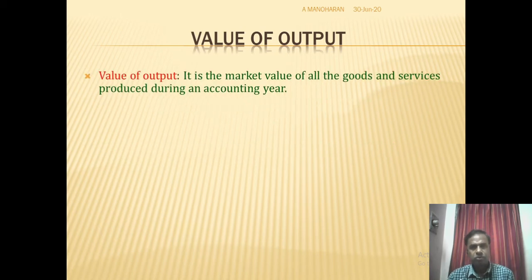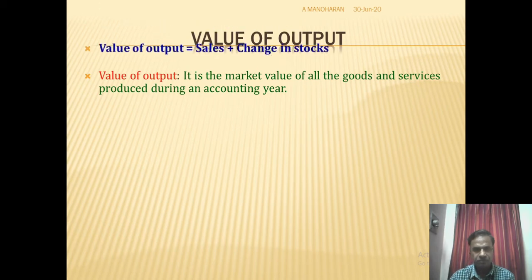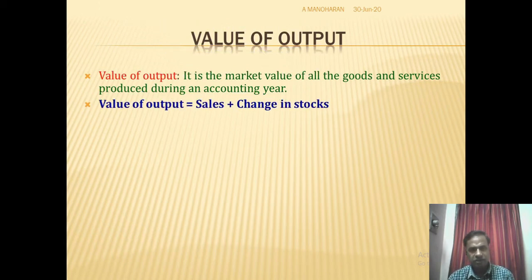What is value of output? It is the market value of all the goods and services produced during an accounting year. It is the market value or the money value of all the goods and services produced during 1 year, that is from 1st April to 31st March. How to calculate value of output? Value of output is equal to sales plus change in stocks.